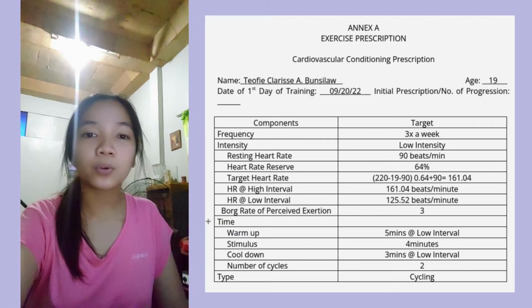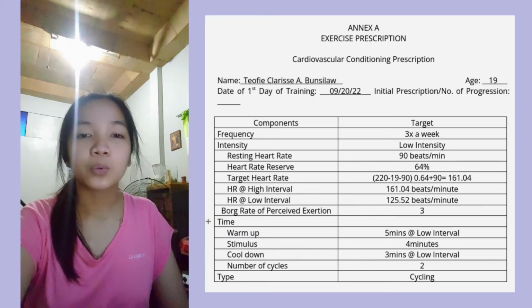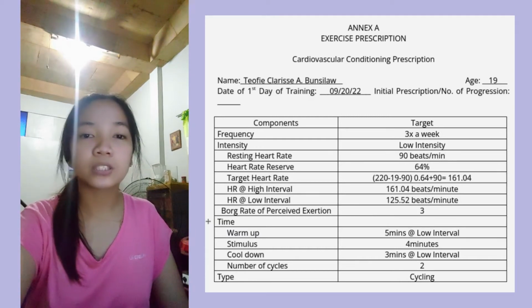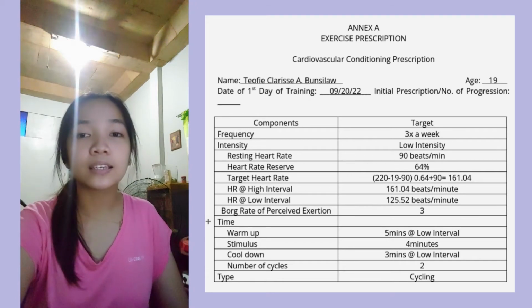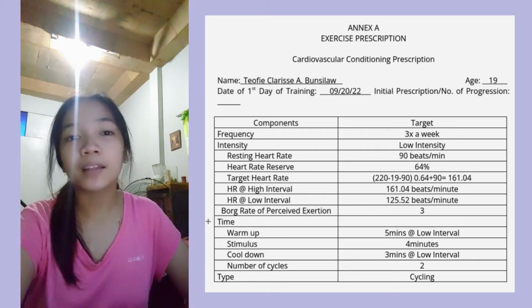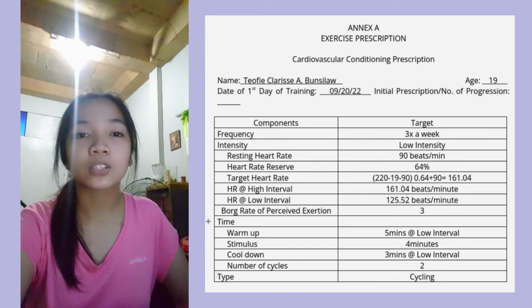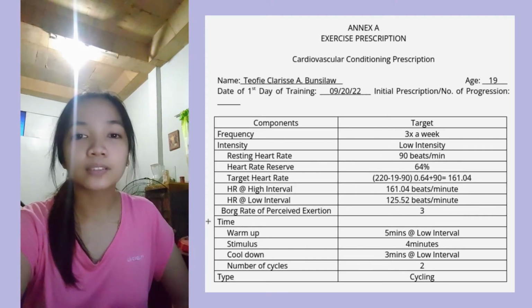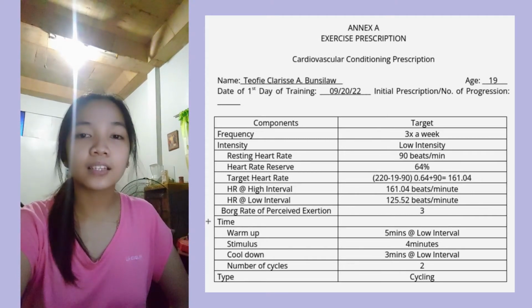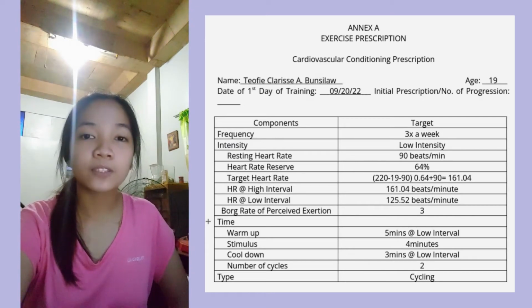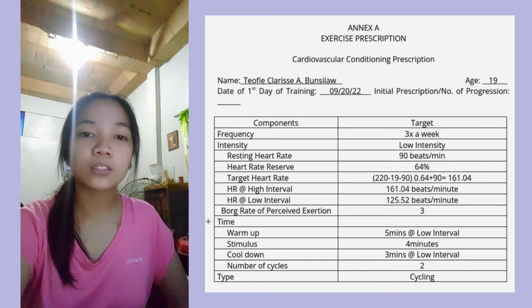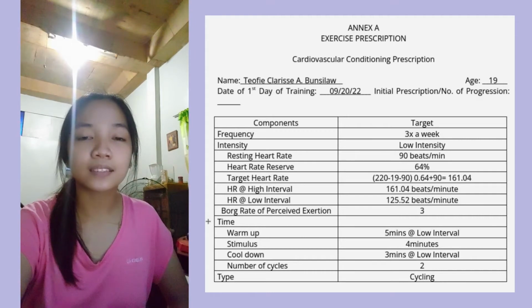So the first component is the frequency, which refers to the number of times the activity is performed. I am planning to do training in cardiovascular conditioning 3 times a week. The second component is the intensity. This refers to a subjective measure of how hard physical activity feels to you while doing it. Below are the subcomponents of the intensity.